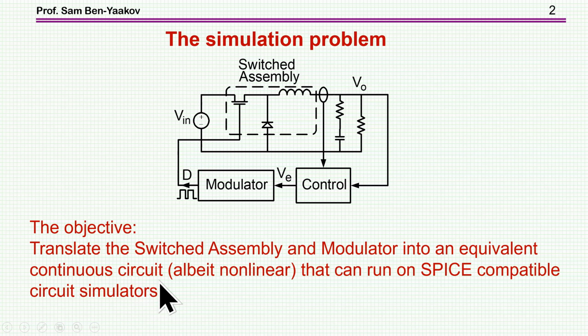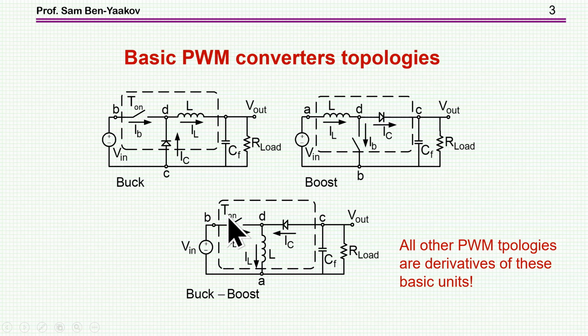Could be nonlinear, however, that it can be run on SPICE-compatible circuit simulators, both for transient analysis and AC analysis. To do that, we first recognize that all basic PWM converters, buck, boost and buck-boost, share the same cell here. We call it the switched inductor. We have an inductor which is switched between 2 points. I call them B and C. B is where the switch is. And then there is an active, this is D on this path here. And then we have a diode, which is in fact also a switch.